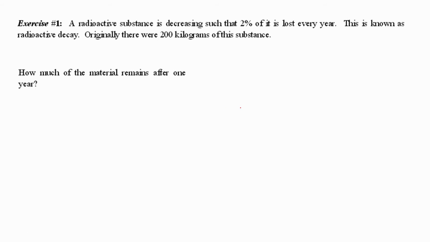Take you through exponential decay modeling. Example here, a radioactive substance is decreasing, so that's why it's decay, such that 2%, so 0.02, of it is lost every year. This is known as radioactive decay. Originally, there were 200 kilograms of this substance. So how much remains after 1 year?